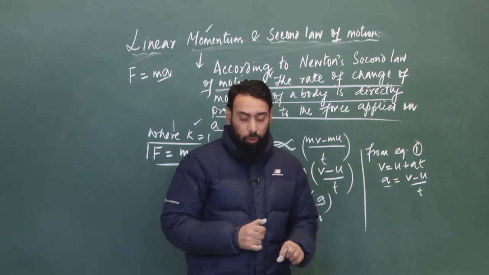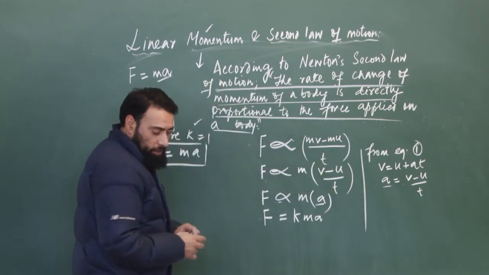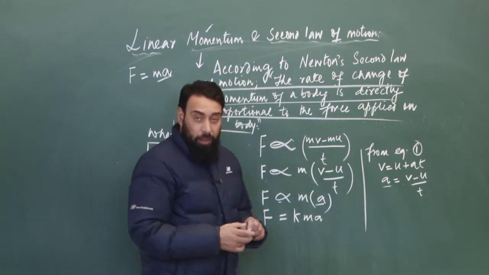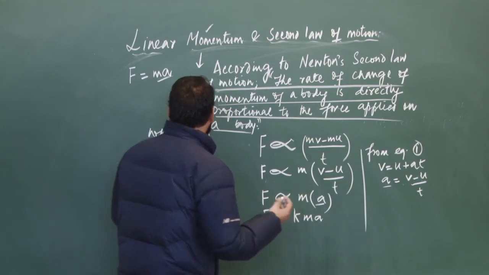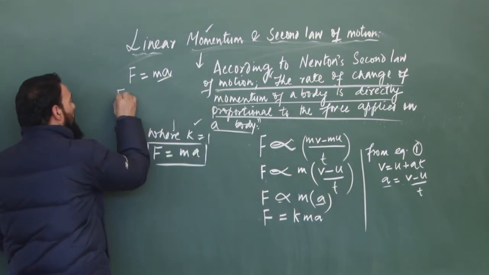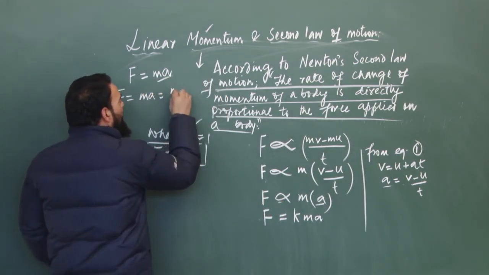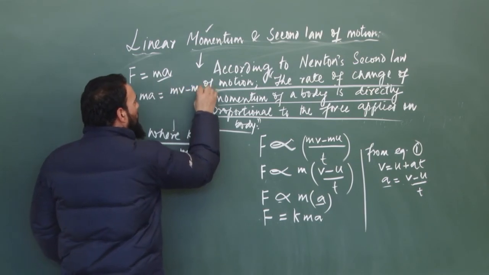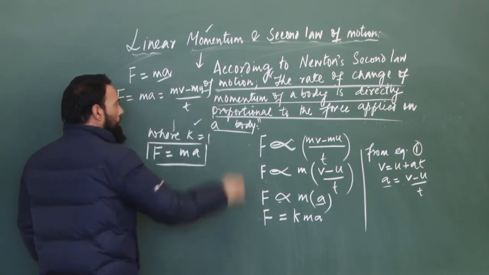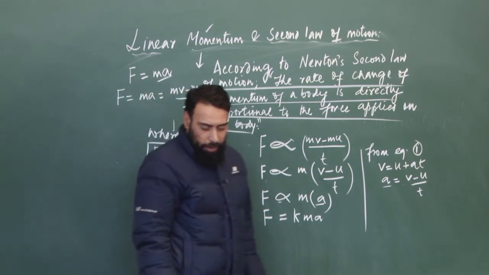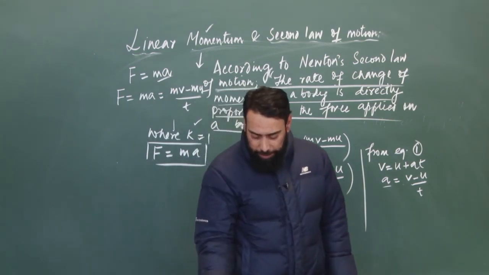We know according to Newton's second law of motion, the force is equal to mass into acceleration. That is equal to mv minus mu divided by t. Clear? So this is clear here.